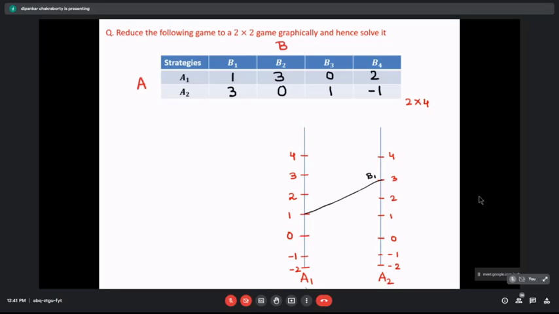Similarly, B2 joins 3, 0. From A1 it will take 3, and from A2 it will take 0. So I am going to draw a straight line joining the points 3 and 0, and I can name this as the strategy B2. Clear to all of you?